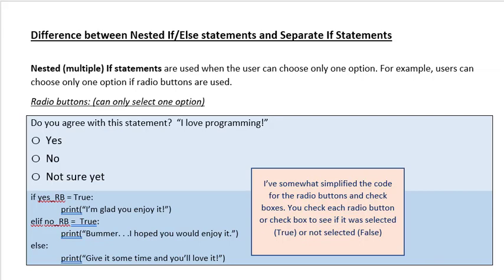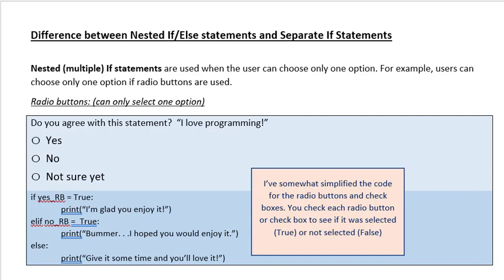When do you use the nested if statement or multiple branch statement versus separate if statements? When do you use each of those? Now, the nested or multiple branch if statements are used when the user has only one option, or there's only one choice for the if statement. If you use radio buttons, for example, users can only select one option for those radio buttons.